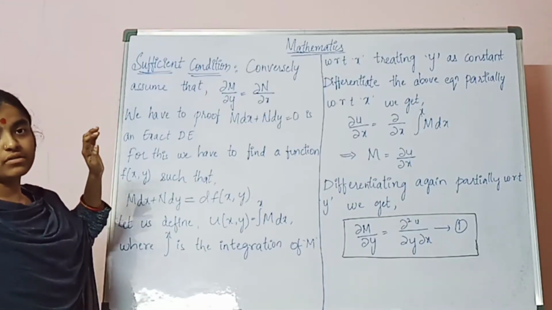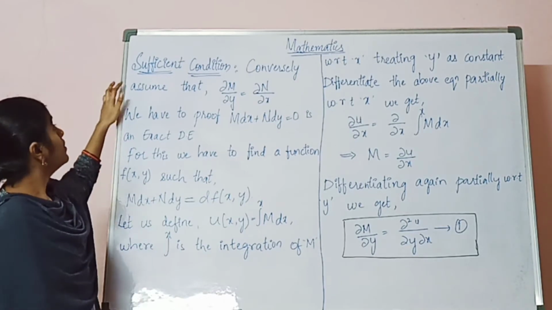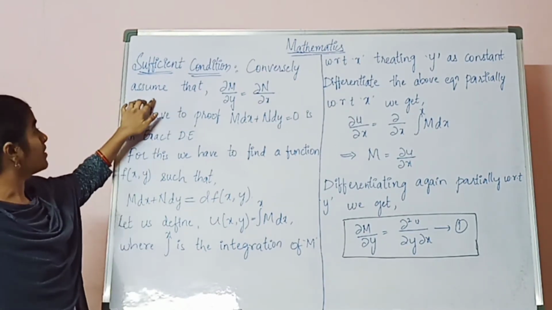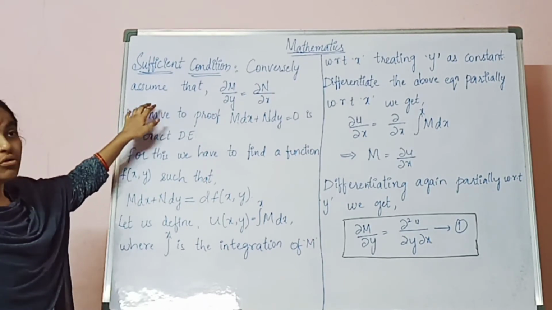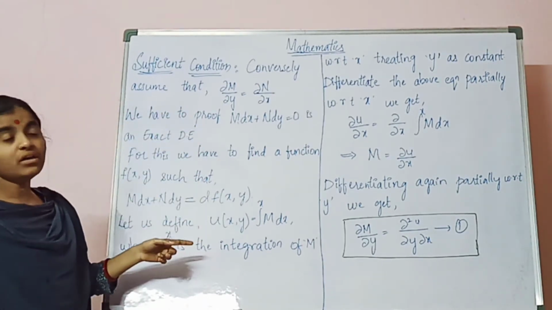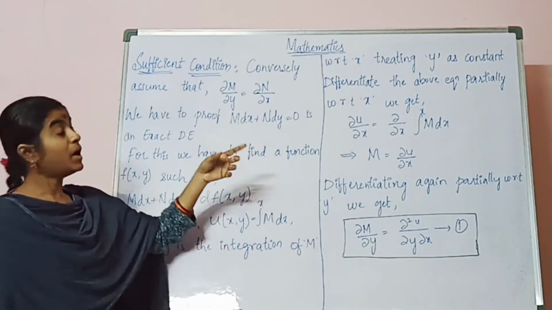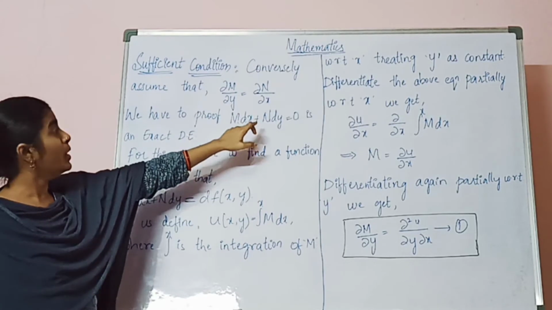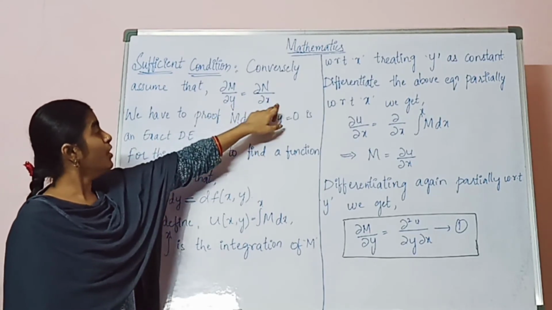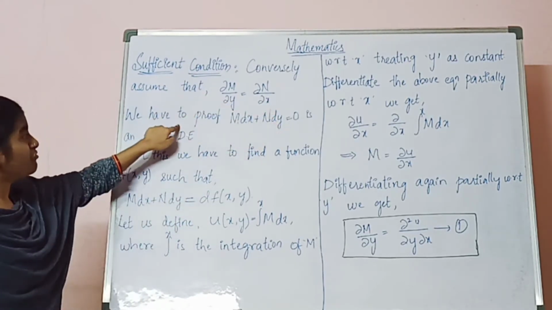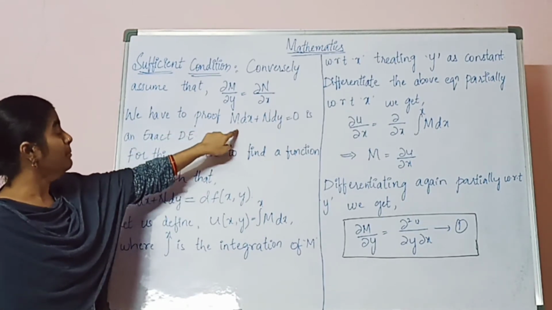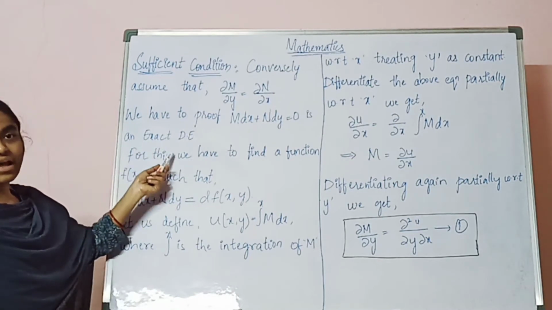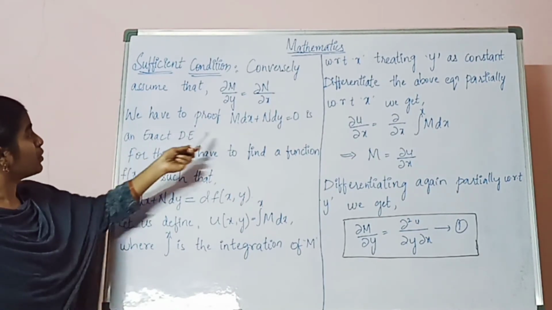Till now we have discussed the necessary condition. Now I am going to discuss the sufficient condition. In the necessary condition, we had to show that ∂M/∂y equals ∂N/∂x. Now in the sufficient condition we have to assume this ∂M/∂y equals ∂N/∂x. What we have to prove here in the sufficient condition? Mdx plus Ndy equals 0 is an exact differential equation. In the sufficient condition we are going to prove this.